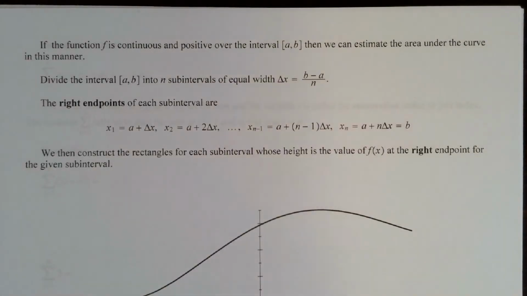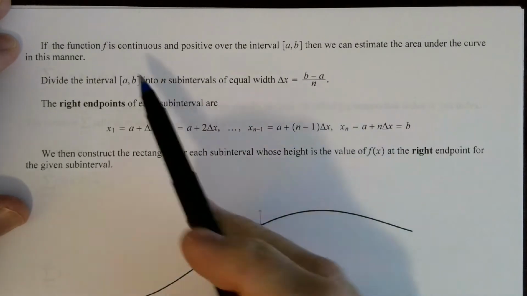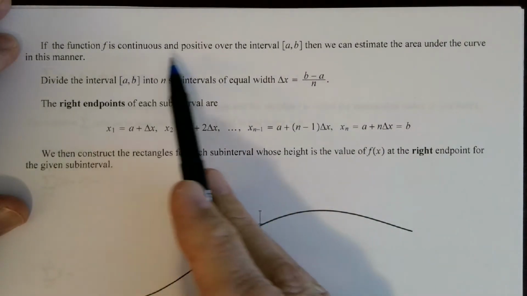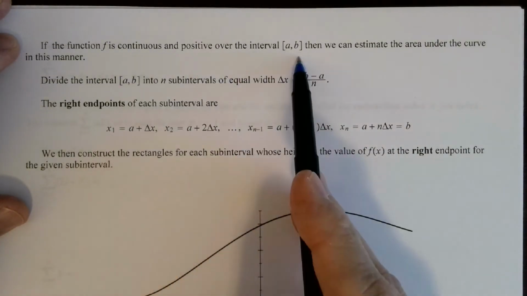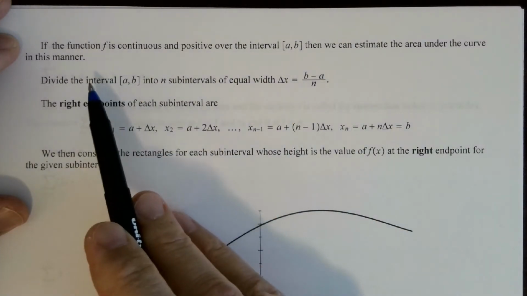So now we're ready to look at this process of estimating the area under the curve with these rectangles in a more general sense. Okay, so let's develop this. So we start with a function f that is continuous and positive, first of all, over the interval from a to b. And we're going to estimate the area under the curve in the following manner.